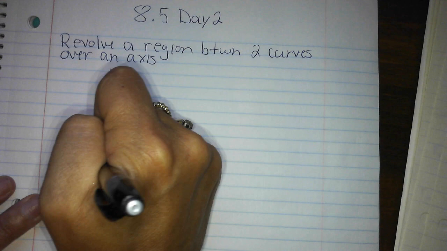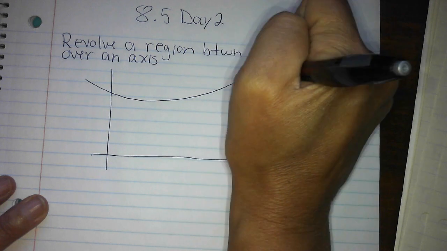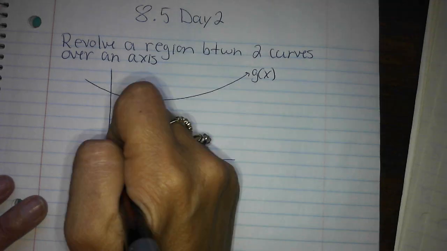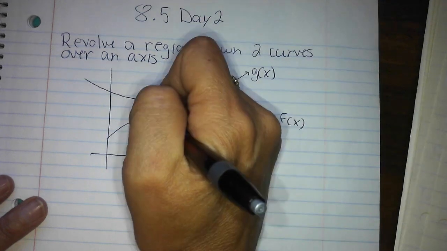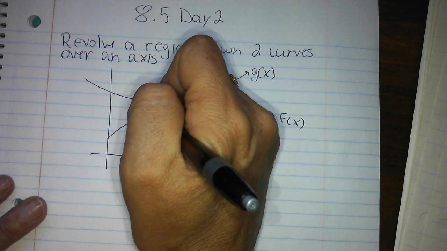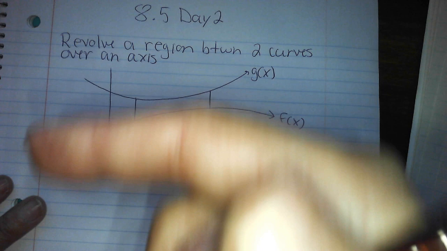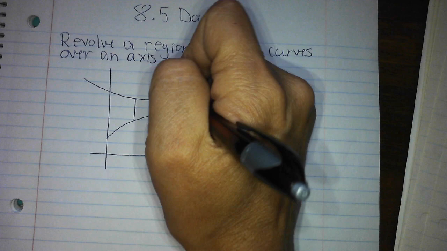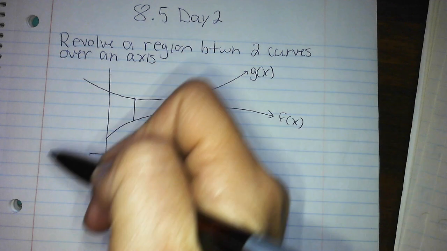So let's just say we've got function G. Looks like this. And I got a different function, function F, let's say looks like this. And I'm just going to take a region from here to here. I'm going to take this region and revolve it around that x-axis. Okay, so we'll take our sample rectangle, and we're going to revolve the whole rectangle around the axis.